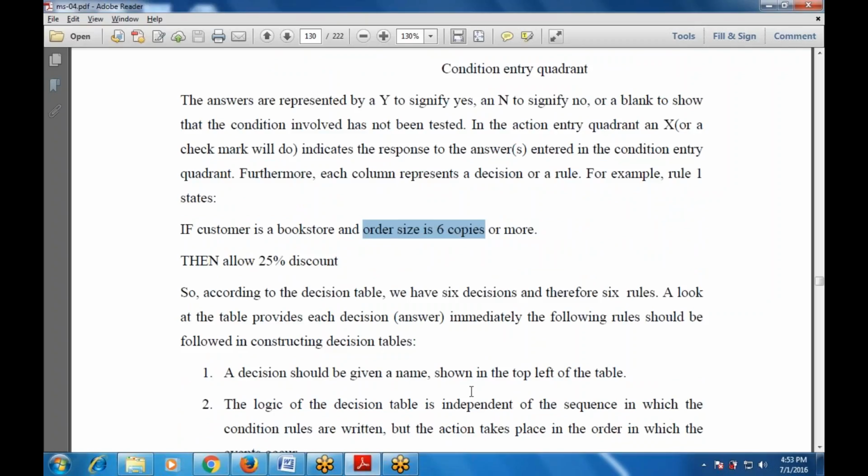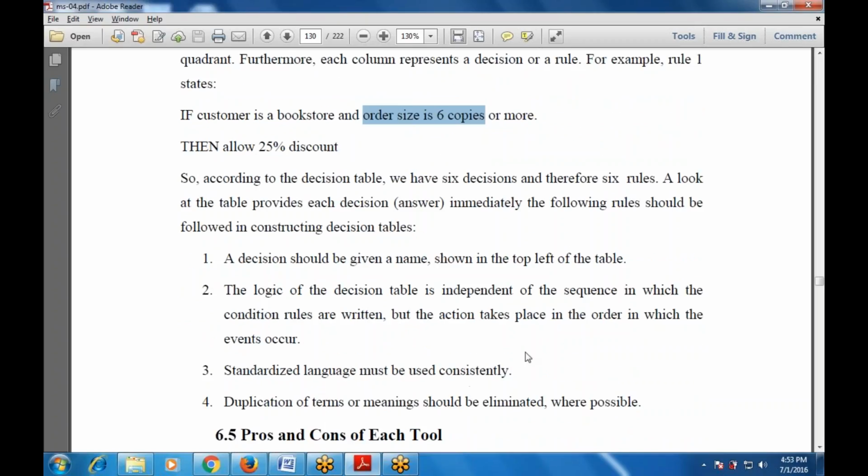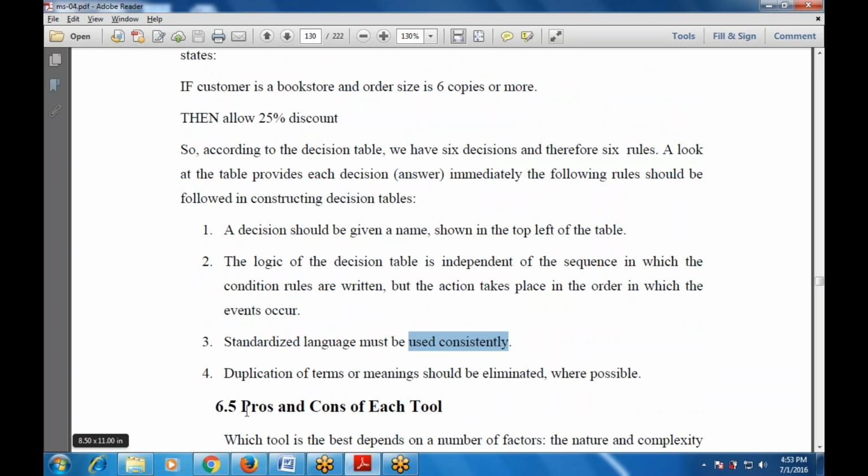The following rules should be followed in constructing decision tables. First, a decision should be given a name that should be shown on the left side of the table. Then the logic of the decision table is independent of the sequence in which the condition rules are written. That means the conditions and rules should follow the order in which the events occur. Then standardized language must be used consistently. Then duplication of terms and meanings should be eliminated.